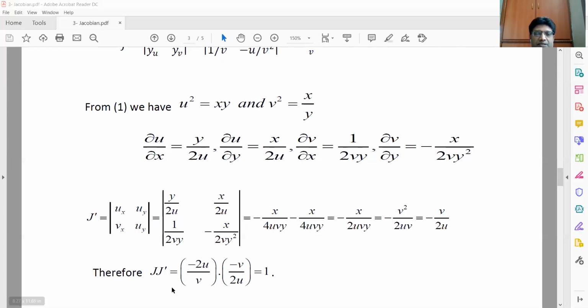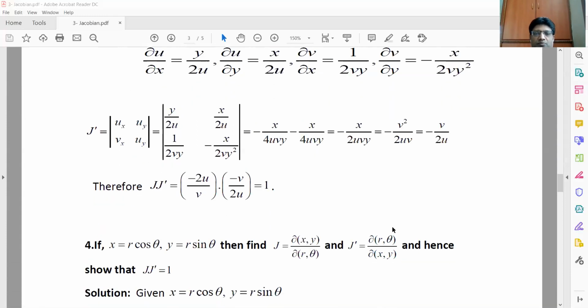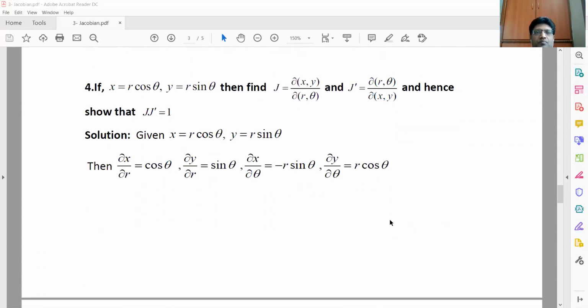Therefore, j dash is, j is this value, j dash is this. If you multiply this, it is 1. So, clearly it is 1. So, according to the property also it is 1.